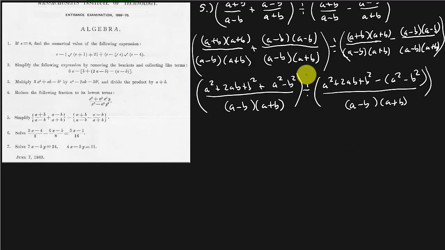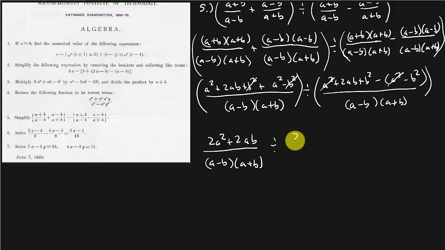All right, so combining like terms, we get 2a squared, the b squareds cancel out, and that's going to be plus 2ab over the common denominator, a minus b times a plus b, divided by, and then we've got, let's see, the a squareds go out there, a squared minus a squared, and then I've got 2ab, and then b squared minus negative b squared is plus b squared over a minus b times a plus b.